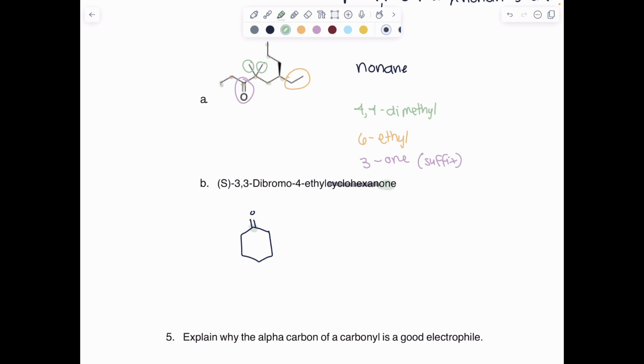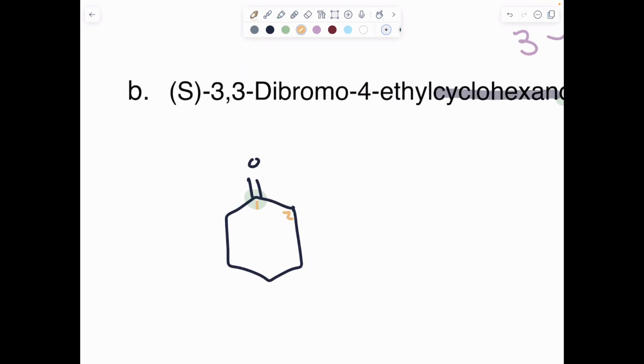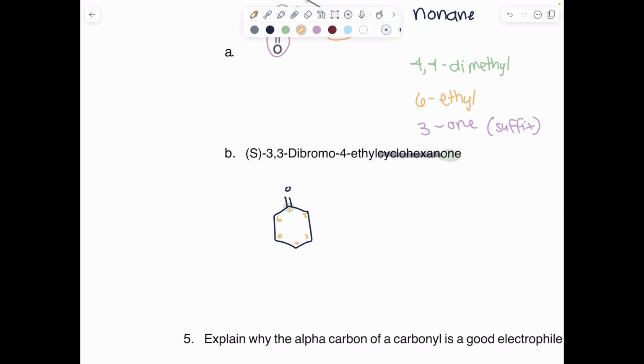So that's position 1. If we were to label the rest of the positions, 1, 2, 3, 4, 5, and 6, we have 2 bromines on carbon 3 and an ethyl group on carbon 4. So on carbon 3, we have dibromo, and on carbon 4, we have an ethyl. And then we do have stereochemistry, so in this case, we have S, so this will either be on a wedge or a dash.